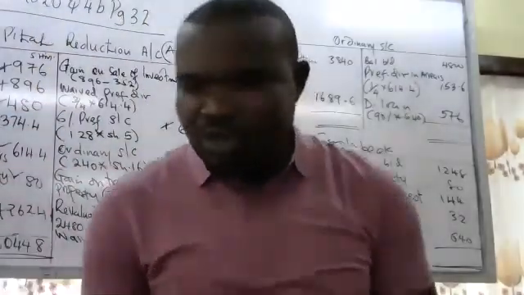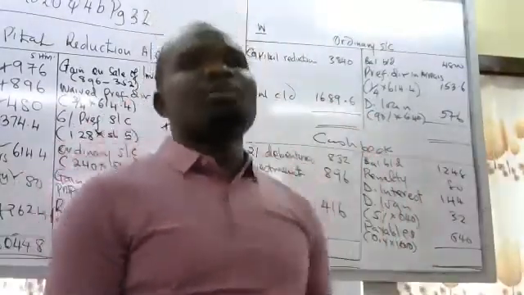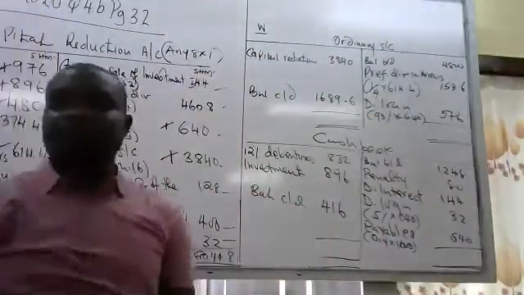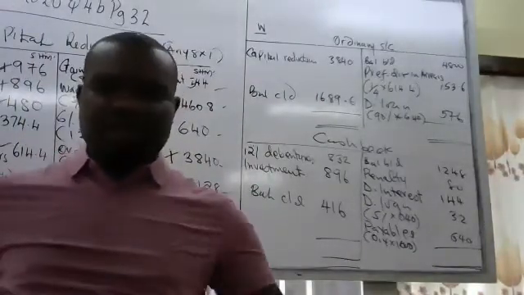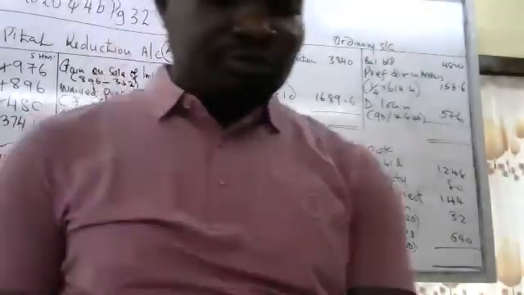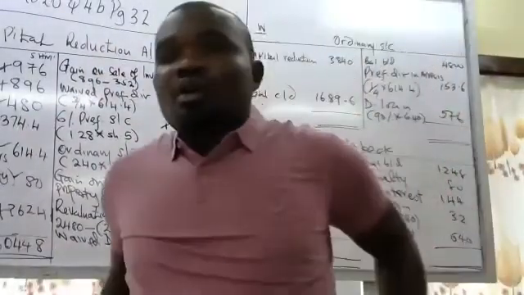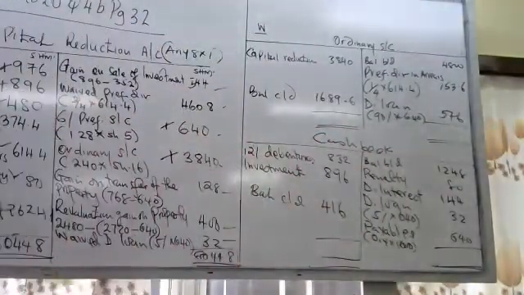Let's do presentation. They want the statement of financial position. So andika hapo Dynamic Limited. Dynamic Limited. Statement of financial position. Statement of financial position as at that date.